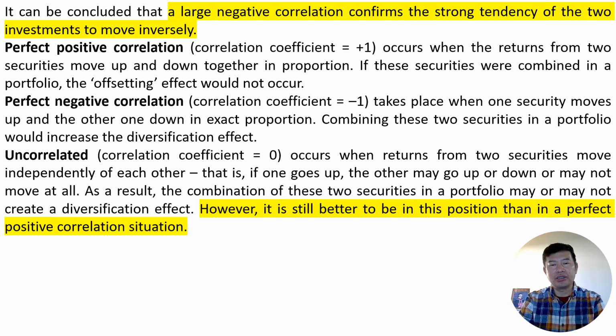If the correlation is positive 1, the returns from two securities move up and down together, co-movement in the same way. If negative, it means they move inversely, in the opposite way. Uncorrelated, the coefficient equals 0, which means X and Y are not related to each other. However, it's still better to be in this position than in a perfect positive correlation situation. I mean, they don't want to be 0. At least it must be positive 1 or negative 1 for the coefficient.